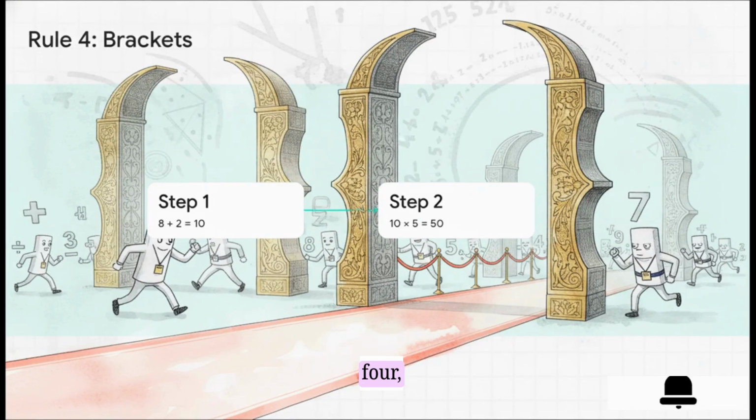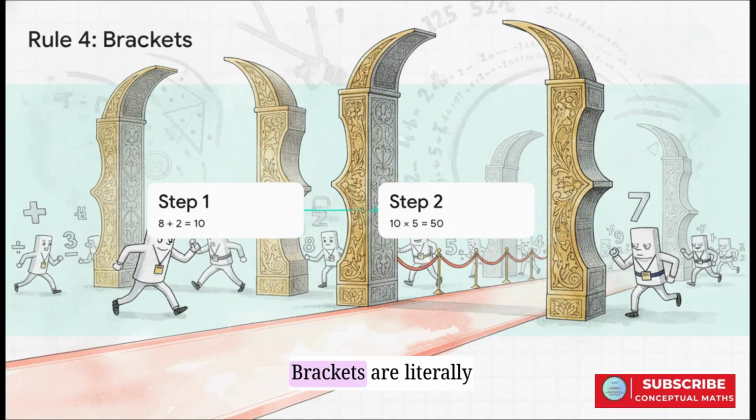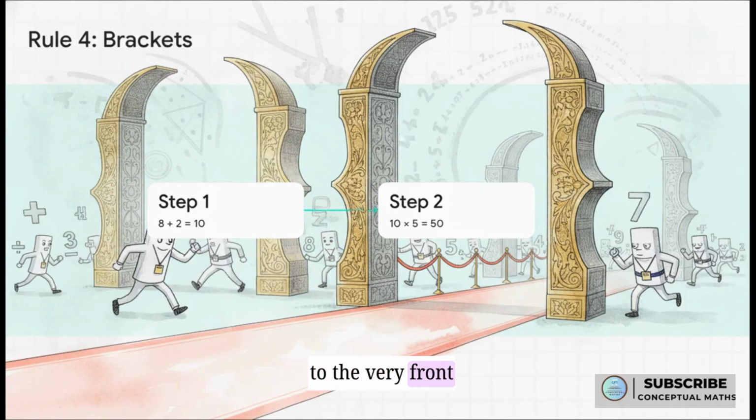And finally, Rule 4, brackets first. Brackets are literally the VIPs of math. They always get to cut to the very front of the line.